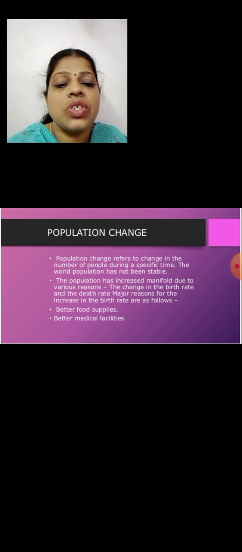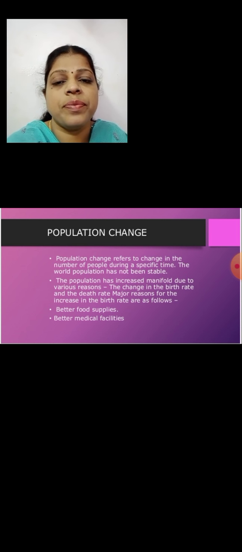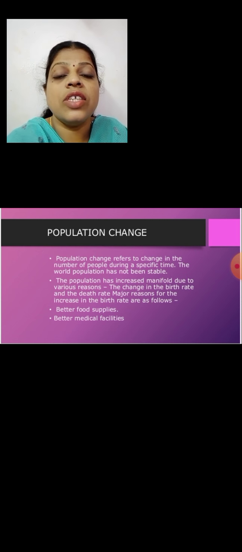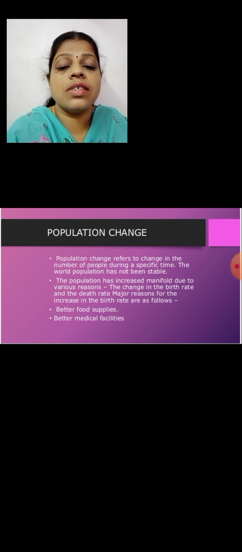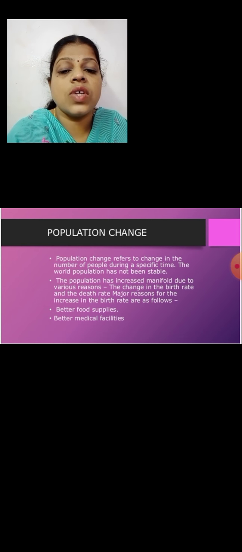The world population has not been stable. So, children, we know that in different states, in different countries, and in different continents, it is unevenly distributed, and various reasons are there for this. Yes, change in the population. What are the various factors? Yes, that is the change in the birth rate and the death rate.